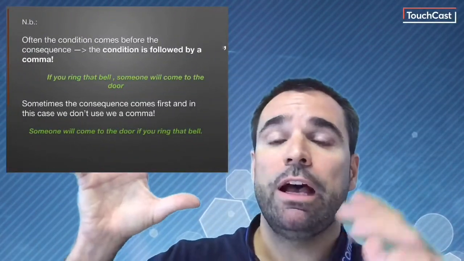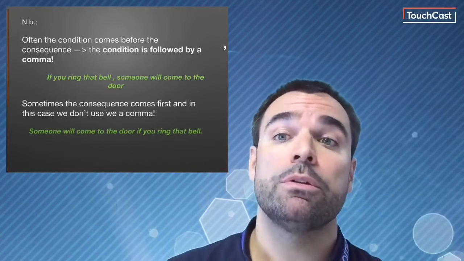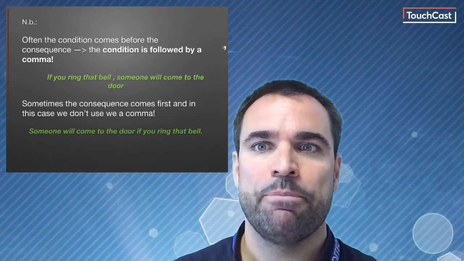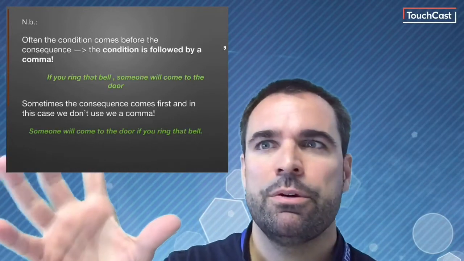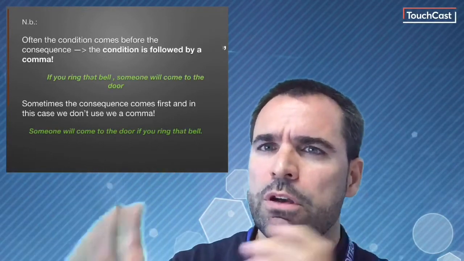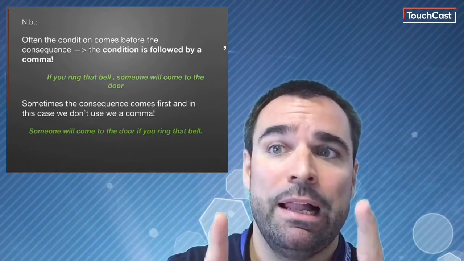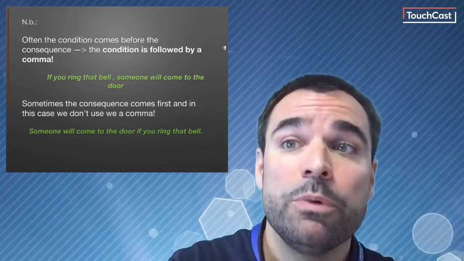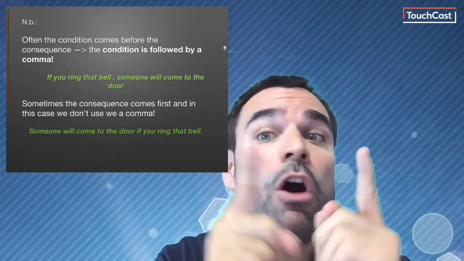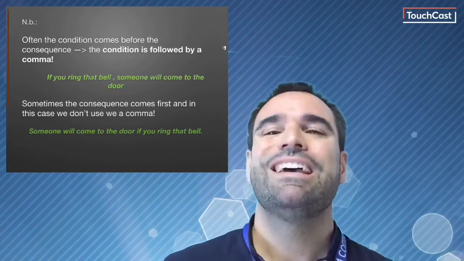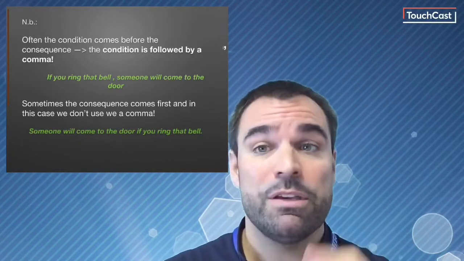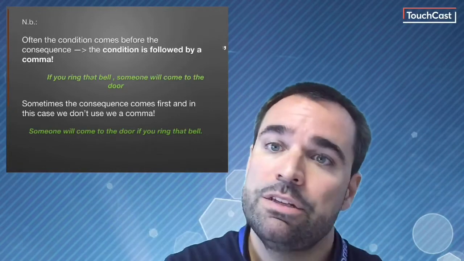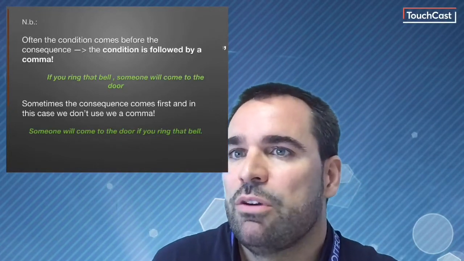Now, one thing which is very important if you're going to write English is that little comma thing. So just take a look. If the condition comes before the consequence, like in this example, if you ring that bell, then you need the comma. If you ring that bell, comma, someone will come to the door. Important, okay, because otherwise it's wrong. Now, if the consequence comes first and then the condition, you just don't need the comma.